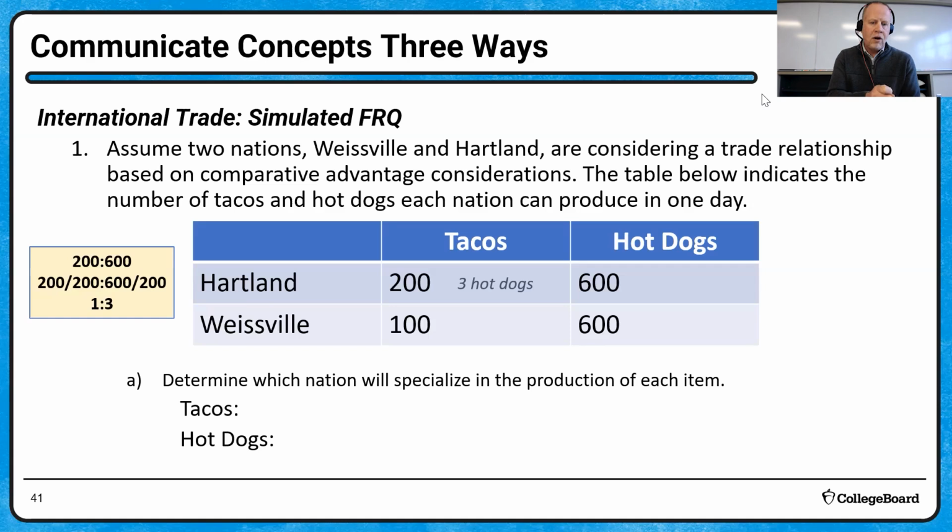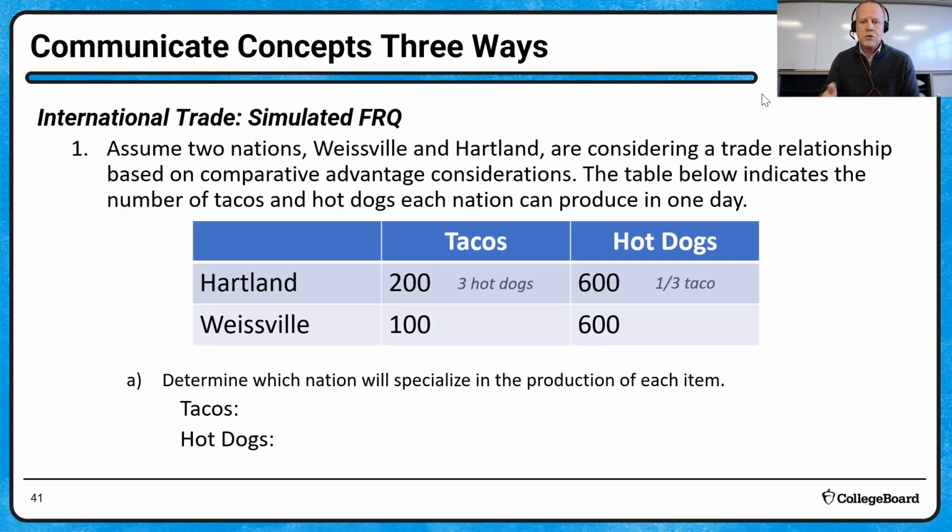That's why you're memorizing 600 over 200 to find the opportunity cost of tacos in Heartland. Of course, when we move over to hot dogs, it's the reciprocal. So it becomes 200 over 600 or 1/3. So the opportunity cost of 1 hot dog is going to be 1/3 of a taco.